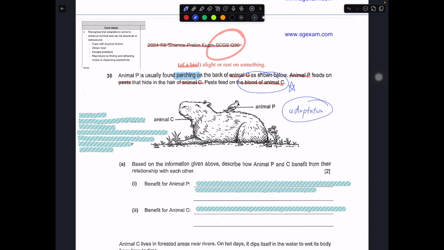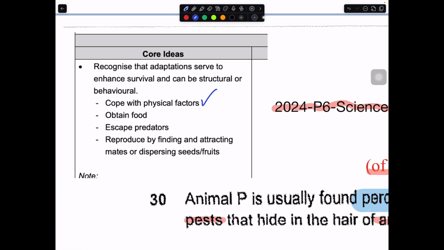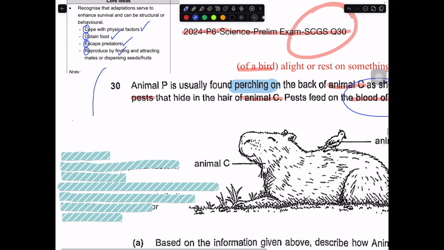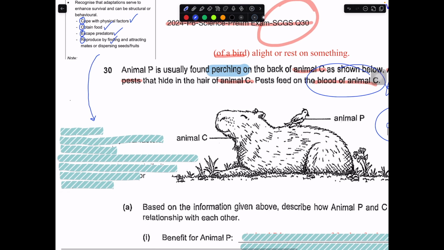Obviously this question is on the idea of adaptations. To recall, the key element of adaptation is always about these few things: coping with physical factors, obtaining food, escaping from predators either by protection or by camouflage, and reproducing by finding or attracting mates or dispersing seed. Dispersing seed is more on animal. So it's a bit hard to remember, so I actually have put it in this format so you can remember it this way.